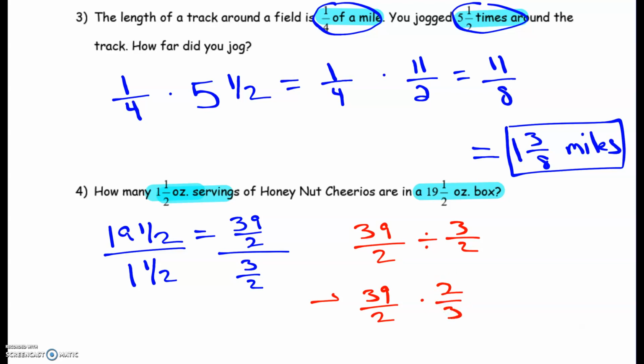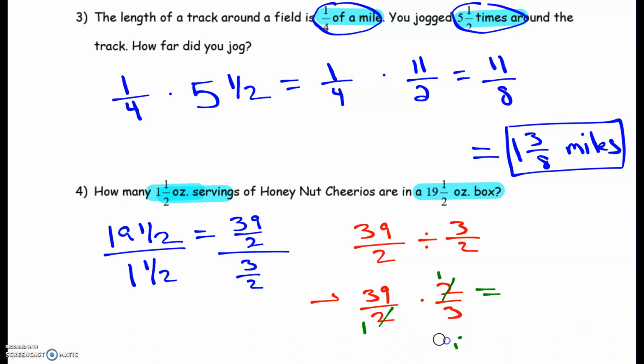Now, if you feel very advanced, you can always cross simplify. Start first by looking vertically. Is there a number that can divide 2 and 39 evenly? That's an integer? No. Look here vertically. Is there a number that can divide 2 and 3 evenly without leaving a remainder? No. If that does not work, we can always look at our diagonals. Is there a number that can divide evenly into 2 and 2? The answer is yes, 2. 2 divided into 2 gives us 1. 2 divided into 2 gives us 1.